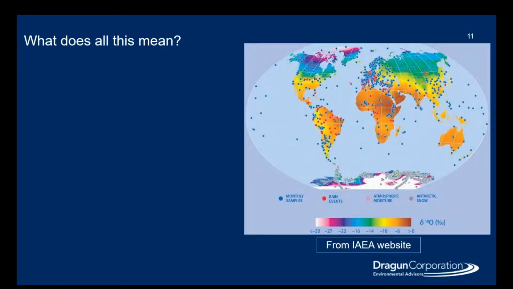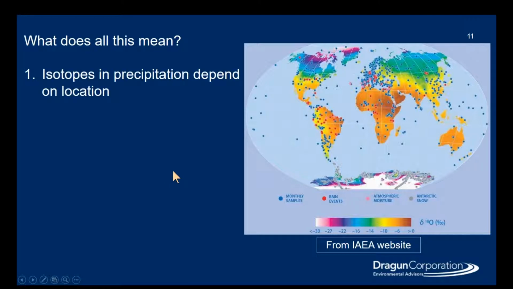So what does all this mean? This is a map from the International Atomic Energy Agency website, IAEA, and it shows the aerial distribution around the globe of oxygen 18 concentrations. We can see these down here by color coding in precipitation. So this is based on many years of records. The dots show the recording stations.